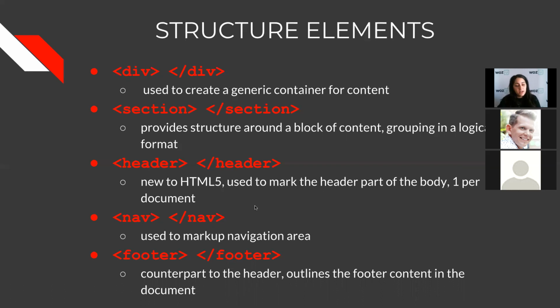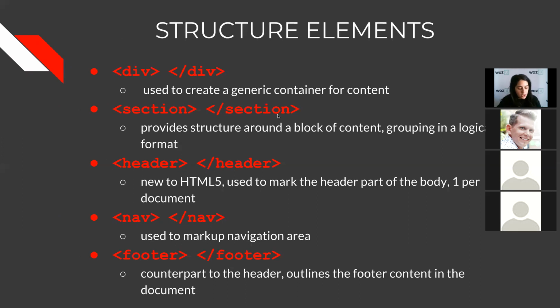Then we have the header. The header is brand new to HTML5. It's used to mark the header part of the body. There is only one per document. Essentially, a header is just like in a Word document, where you have a header and a footer. The same thing here, except now we're dealing with the web browser. In the header, what you normally find is our next element, the nav, which is navigation. That's used to mark up the navigation area. So that's how you navigate from different pages of the website.